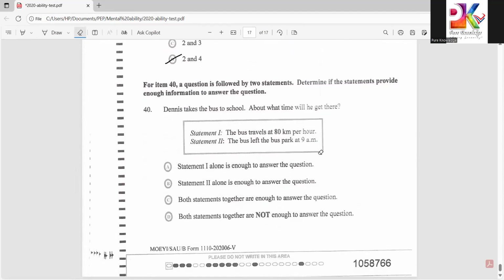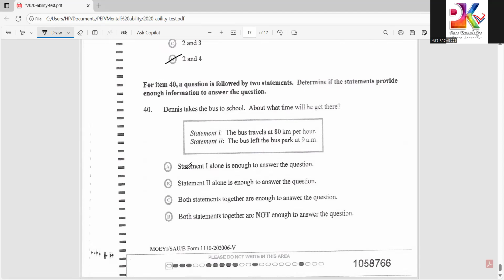And finally, guys, our final mathematical question. It is for item 40. A question is followed by two statements. Determine if a statement provides enough information to answer the question. So Dennis takes the bus to school. What time will he get there? Statement 1 says the bus travels at 80 kilometers per hour. Statement 2 says the bus left the bus park at 9 a.m.